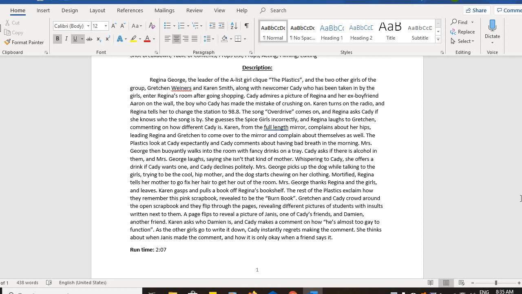So, in the description, Regina George, leader of the A-list girl clique The Plastics, and the 2 other girls of the group, Gretchen Wieners and Karen Smith, along with newcomer Caddy, who has been taken in by the girls, enter Regina's room after going shopping. Caddy admires a picture of Regina and her ex-boyfriend Aaron on the wall, the boy who Caddy has made the mistake of crushing on. Right? So we're understanding what is going on in the scene. We're also understanding a little bit of the backstory.